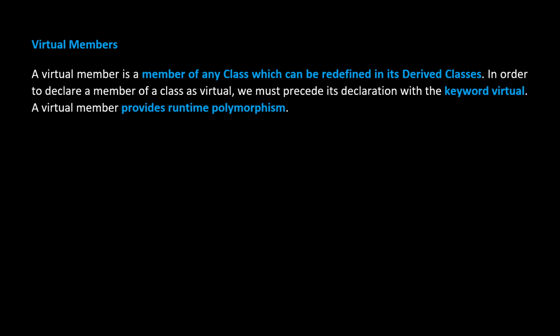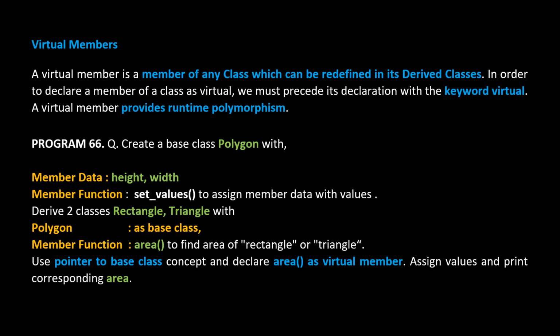Let's apply it in a similar requirement as we just completed in our last program. Program 66. Create a base class polygon with member data, height, and width. The member function setValues is to assign member data with data values. Derive two classes rectangle and triangle with polygon as its base class, and member function, area, to find area of rectangle or the triangle. Use pointer to base class concept, and declare area function as virtual member. Assign values, and print corresponding area.